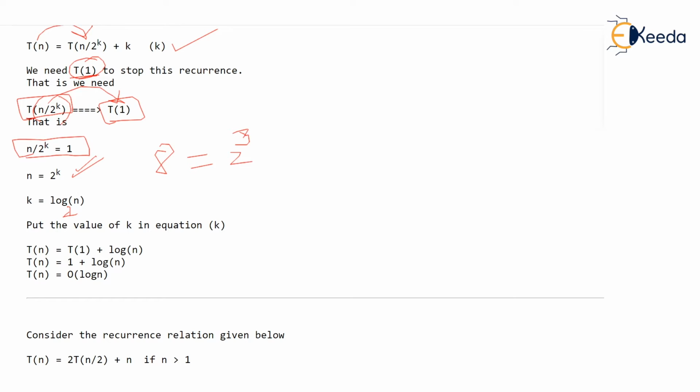Then this is k, isn't it? We are talking 3, the value of k. Then k is nothing but log of 8 to the base 2. Yes, that's k. K is 3. So hence we got the value of k as log of n, of course, to the base 2.